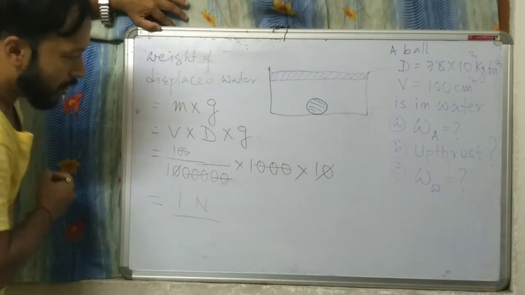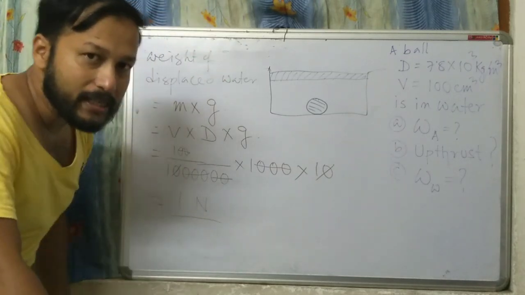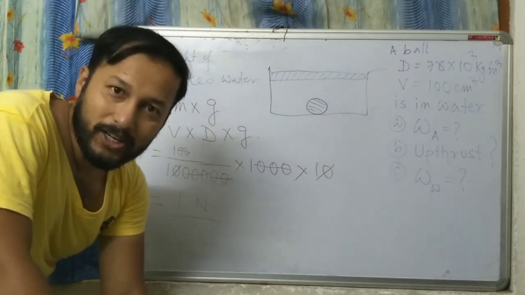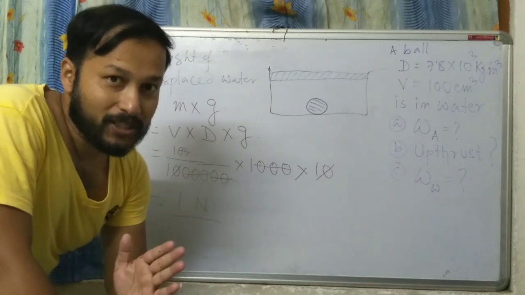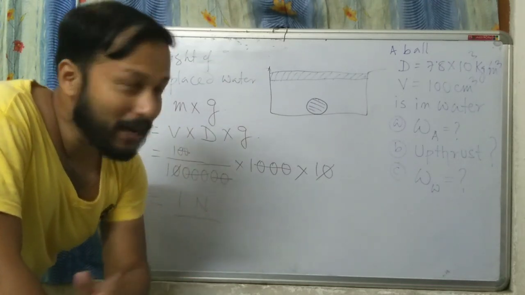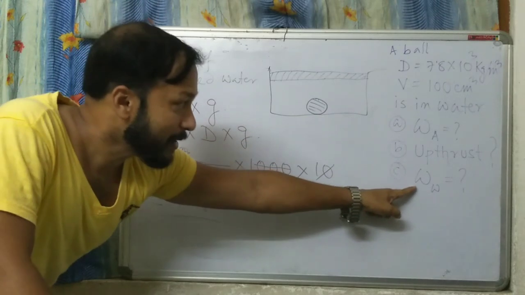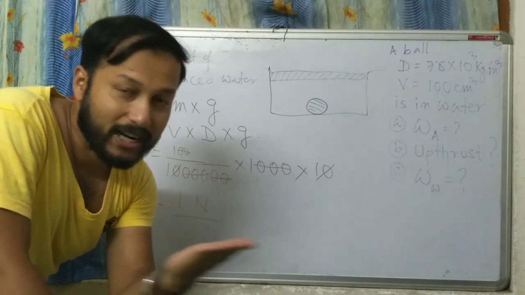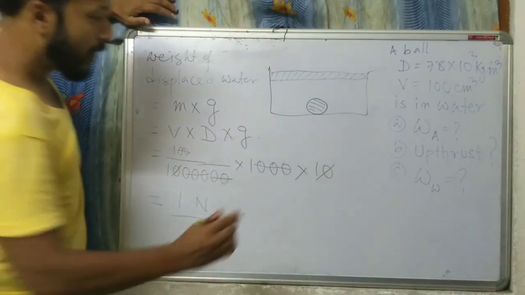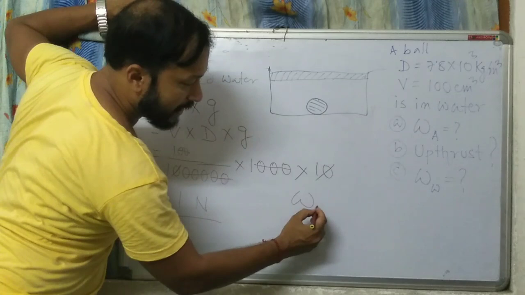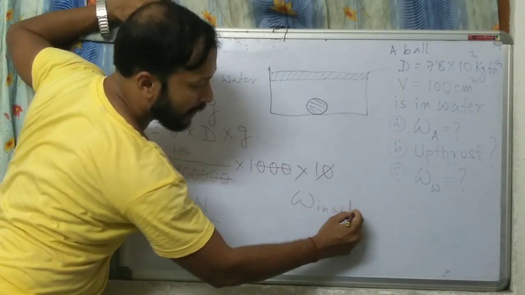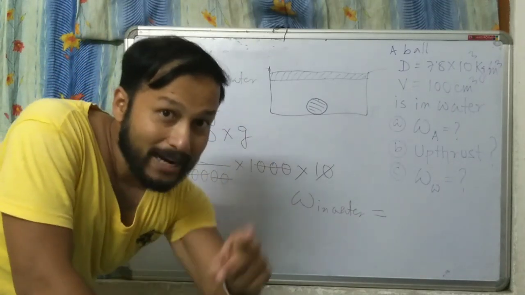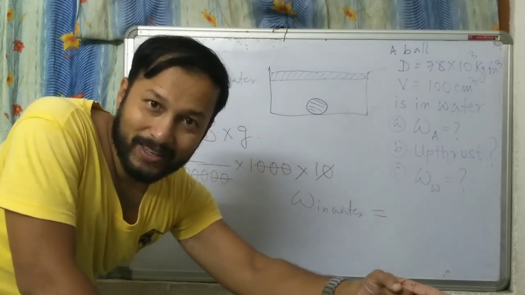Newton. Fine. So 1 Newton is the weight of displaced liquid. Understood? That means what will be the weight of the ball in water? I mean number C. What will be the weight of this ball in water? Weight of the ball in water equals weight of the ball in air minus force of buoyancy. Understood?